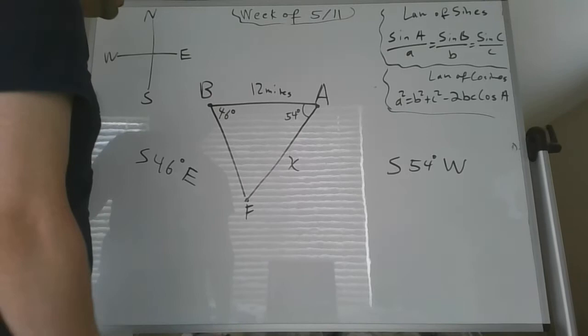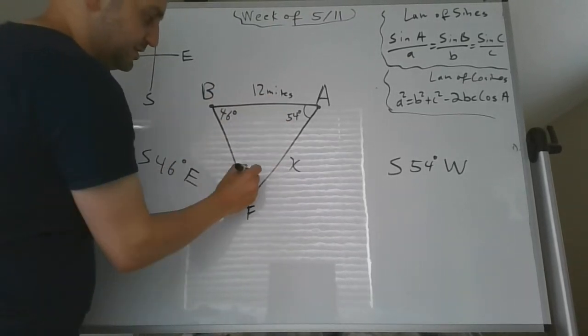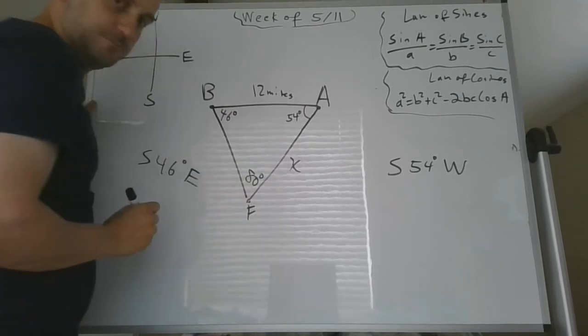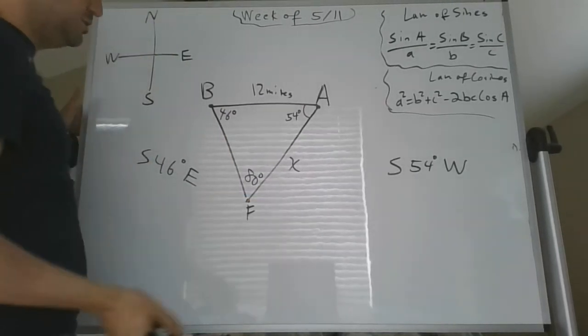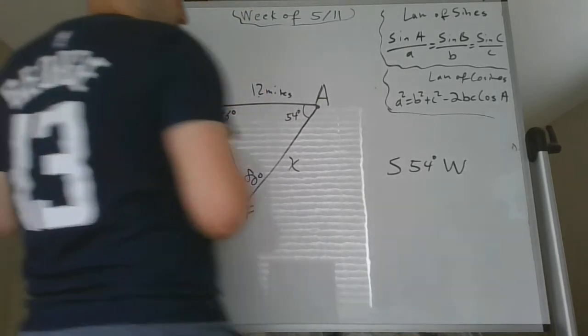Well, then this has to be, let's see, 46 and 54 is 100, so this has to be 80 degrees. Everybody see that? It has to be 80 degrees. So what are we going to use? We know a side and an angle. So we're going to be using law of sine.